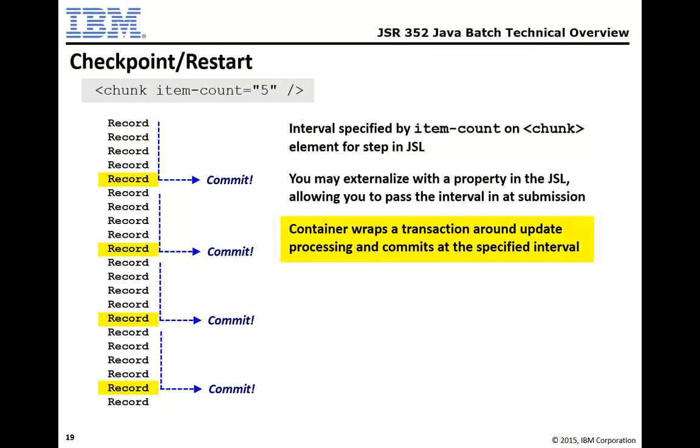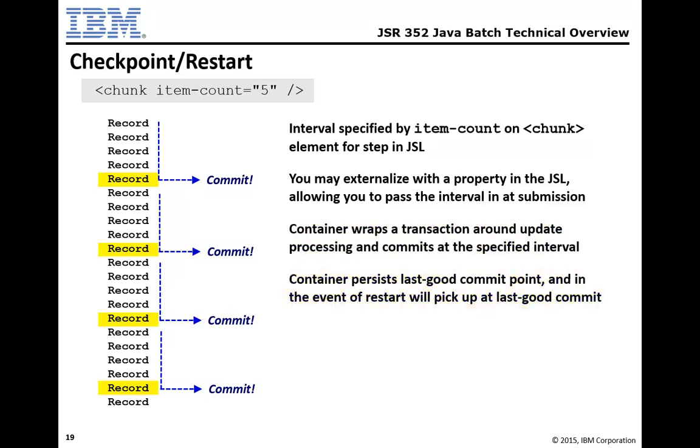Essentially what takes place is the container wraps a Java transaction around its processing. It keeps track of where it is in the item count iteration, and when the checkpoint is reached, it commits the transaction, which results in the updated records being written out. The container persists the value of the last good checkpoint interval reached. If the job step is restarted, the container will read in the last good value and start from there.